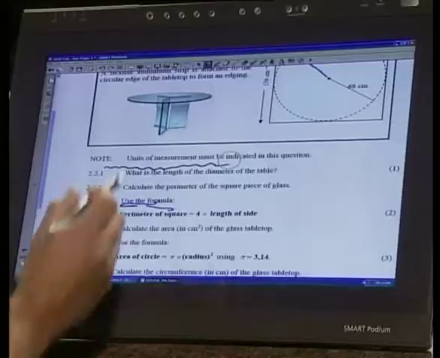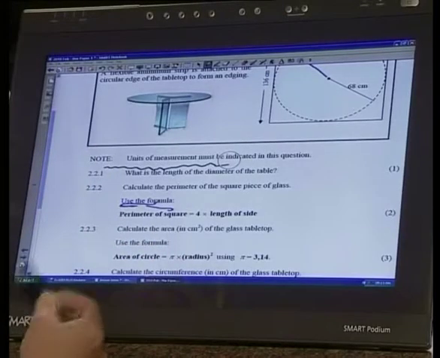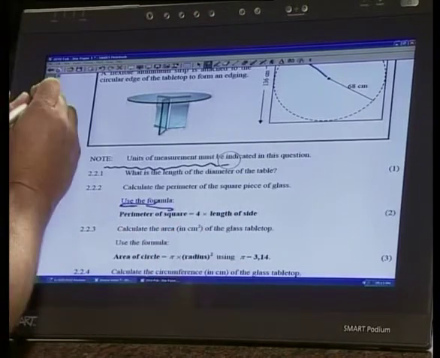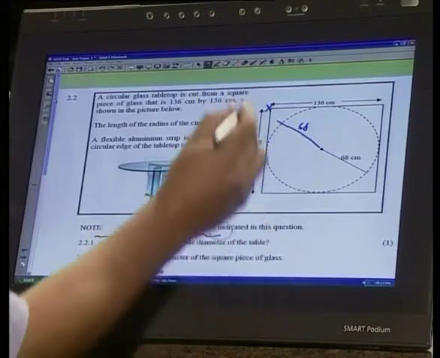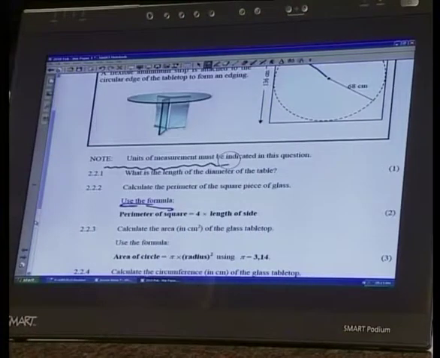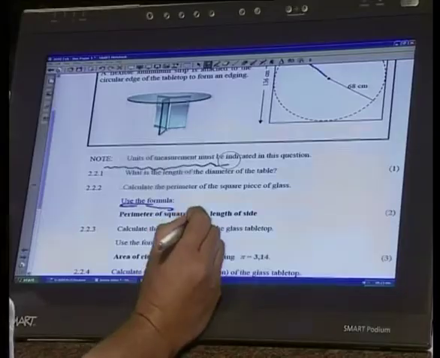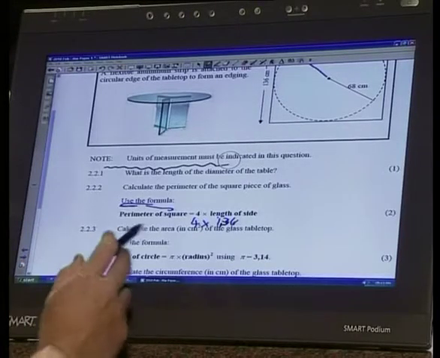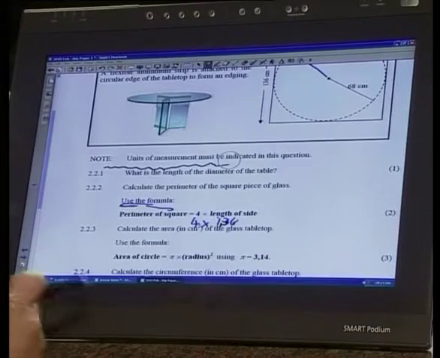Back to our question. So it says here, use the formula. Perimeter of a square is 4 times the length of a side. How long is my side? 136 centimeters. So we are going to say we've got 4 times 136 centimeters. And we just do that on our calculator, and we get the answer. Okay. Next question. Calculate the area in centimeters squared.